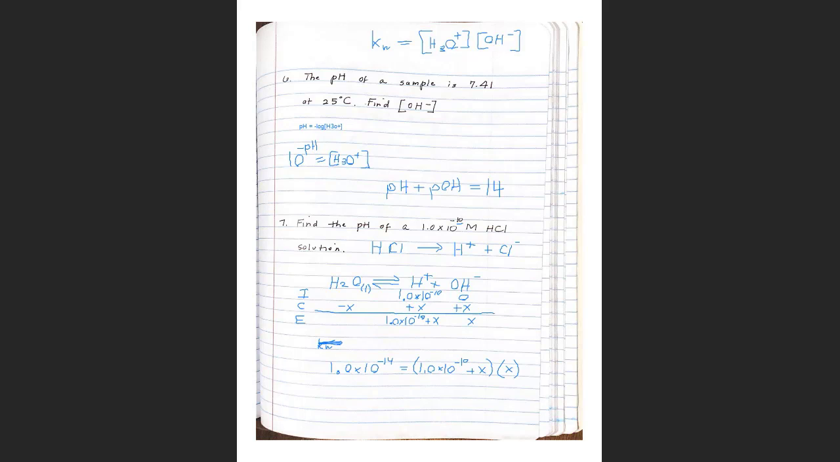And so then at this point, it's up to you if you want to dive into this and do the quadratic equation, but effectively you're going to distribute that X across this, multiply times that, and that's going to give you X squared plus 1 times 10 to the negative 10th X. And then you'll have to pull the 1 times 10 to the negative 14th over by subtracting it from both sides, set it equal to 0, and use the quadratic equation.